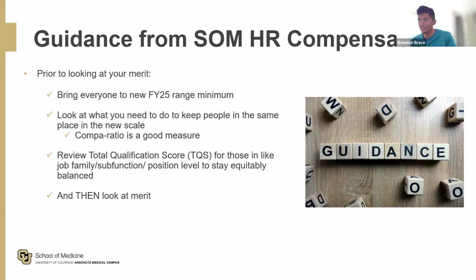Next, you want to look at what you need to do to keep people in the same place in the new scale. A good way to figure that out is doing a comp ratio. We take the individual employee's pay rate and divide their salary by the midpoint of the salary range. If you're at a 1.0 comp ratio, they are paid at the midpoint, and anything lower or higher indicates where they're paid relative to the midpoint of the range. We have an example coming up to explain that more.